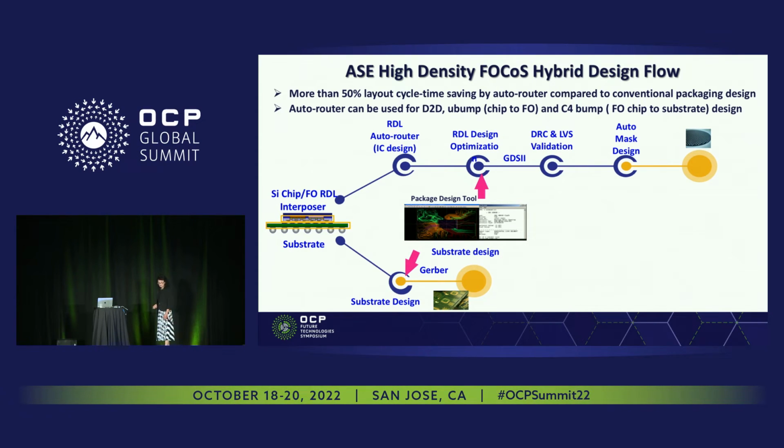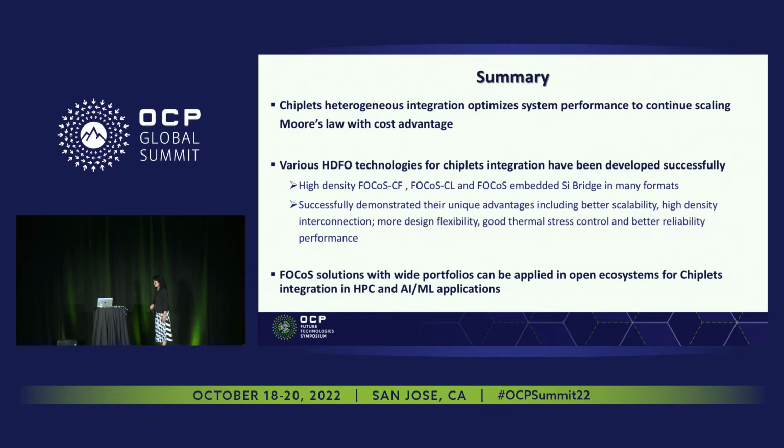Our design case can really improve our layout cycle time by 50% by use of the auto router. We can also provide ASE packaging design, and the RDL design can work with IDM and the system house to use this advanced packaging platform for chiplets integration.